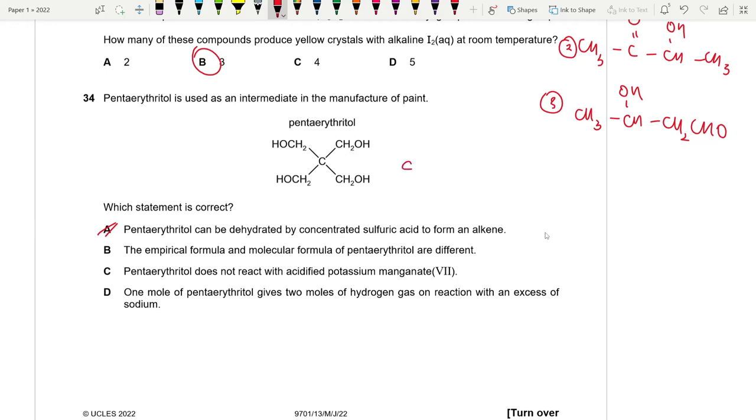The empirical formula and molecular formula are different. Let's check. This is C5H12O4. Actually no, this is the simplest state. Pentaerythritol does not react with acidified potassium manganate. This is wrong. These are all primary alcohols. We can get this compound, right? No one's stopping us.